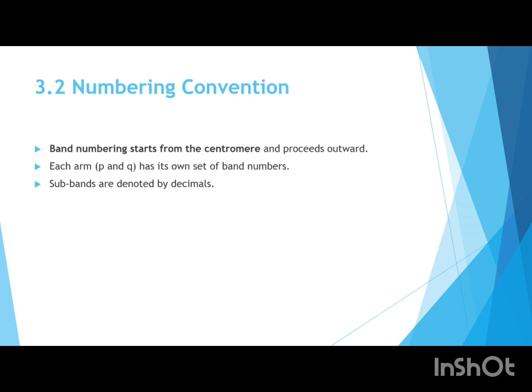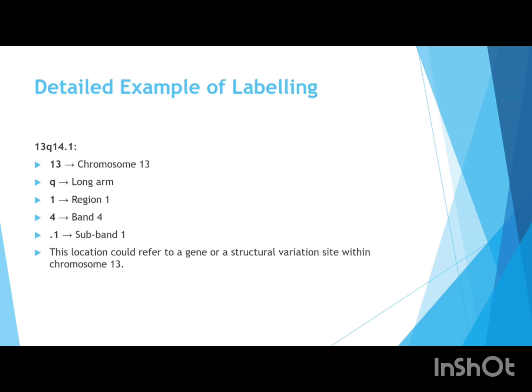Now the numbering convention: the band number starts from the centromere and proceeds outwards. So the band which is closest to the centromere will be numbered 1, and then as you move towards the telomere, the band number will increase. Similarly, the subbands also. Subbands are always denoted by decimals.